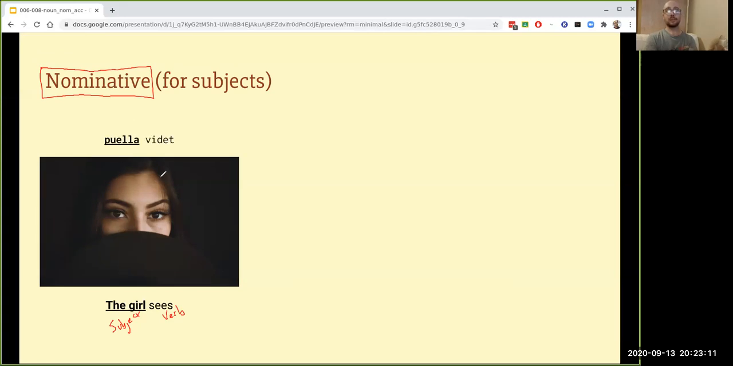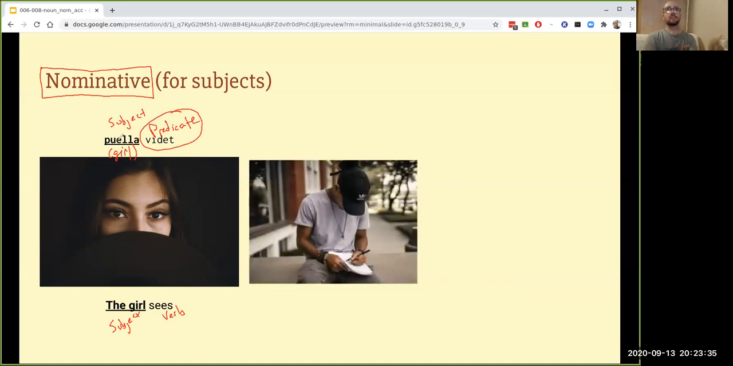So here's an example where our Latin does mimic English word order pretty closely. We have puella, there's our subject. Puella just means girl. And videt is our verb again. So videt, the verb, is part of the predicate. Okay. Now, different words will sound differently when they're in the nominative case.